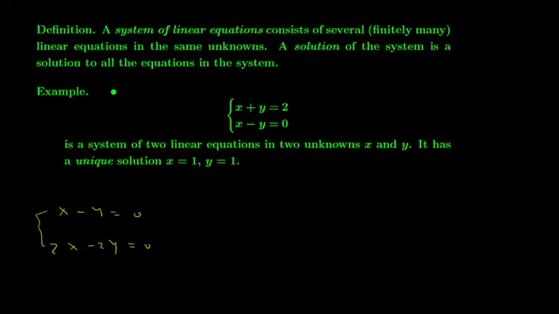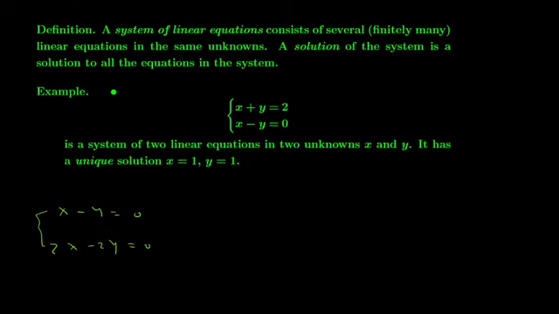You check the definition. We have two linear equations. We put the two equations together. We have a linear system. Can anybody tell me at least one solution to the system?